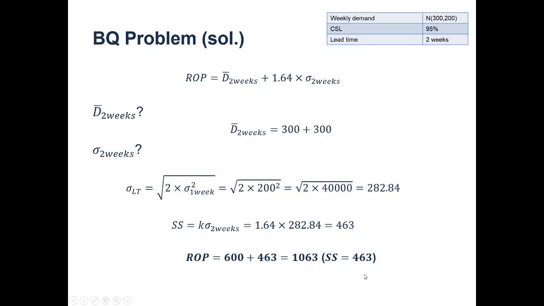And that's because to those 600 we added this 463, which is the safety stock. Because to finish, if we just do not add any safety stock, if we place an order when we reach an inventory level of 600, half the time we'll have stockouts. So this safety stock allows us to reduce the likelihood of having stockouts to 5%.